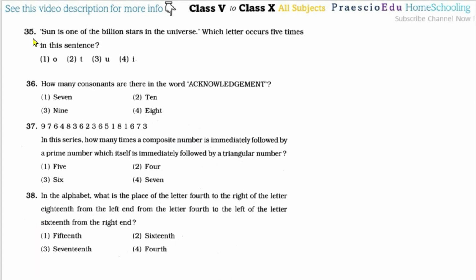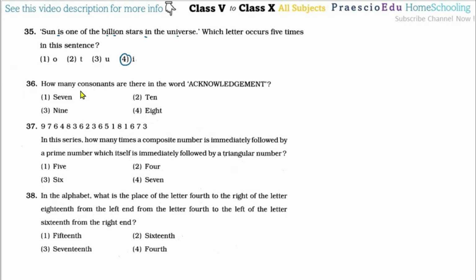Question number 35: the sun is one of the billion stars in the universe. Which letter occurs 5 times in this sentence? If you students count all the letters, you will get that the letter I comes 5 times. So I means option number 4 is correct. Here I is 1, then 2, 3, 4 and then 5. So the letter that comes 5 times is I, option number 4 is the correct one.